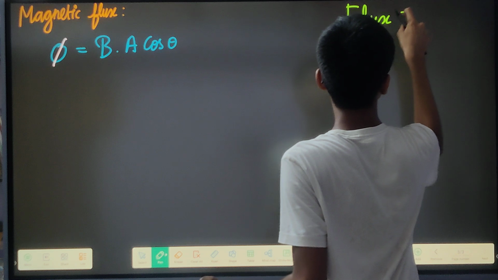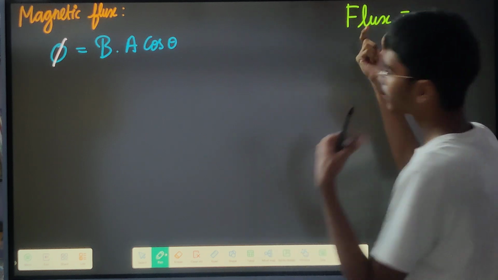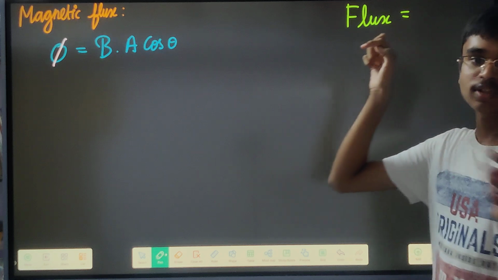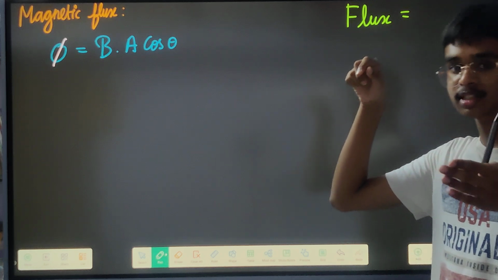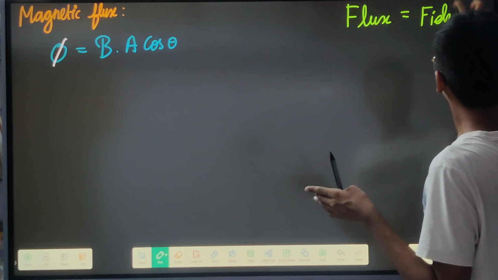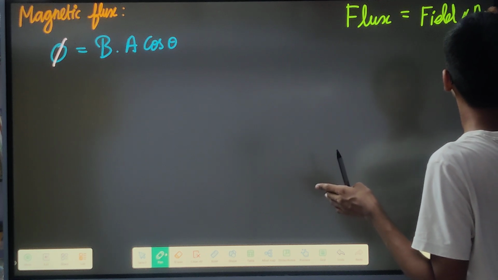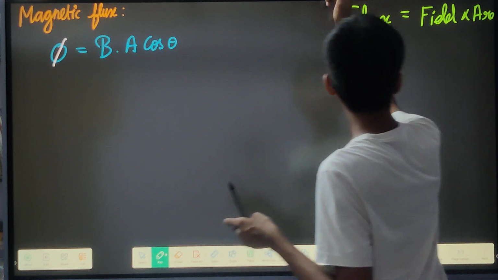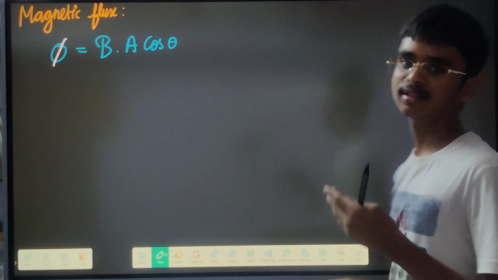Flux is equal to, for example, if it is magnetic flux, you have to put that particular field here. If it is electric flux, then you have to put that particular electric field only. That field into area, that's it. You will get the magnitude. This is just a way that you can remember.